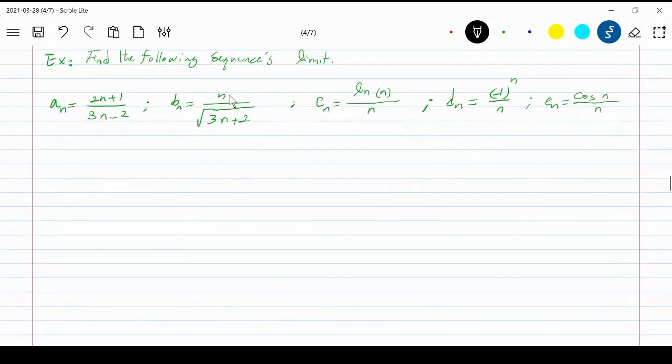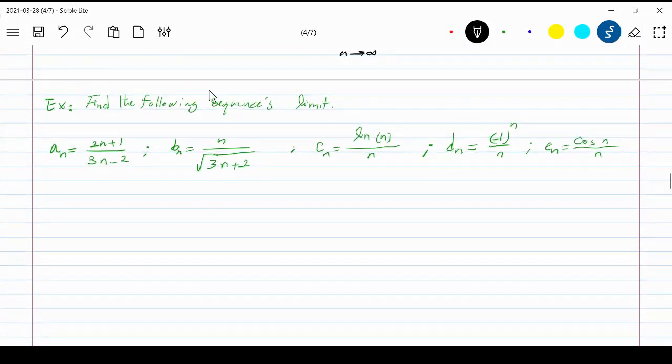Here, let's do a couple of examples. I wrote 5 different sequences and ask you to find the limits. You should always pause this and try it yourself before I calculate the limits. So let's calculate, start with an. Limit, this is an.